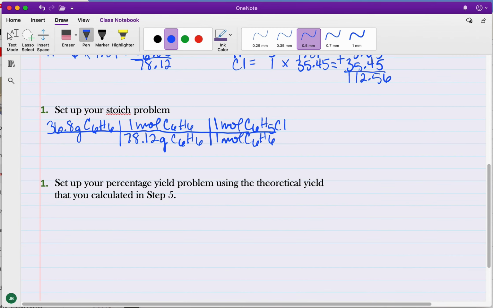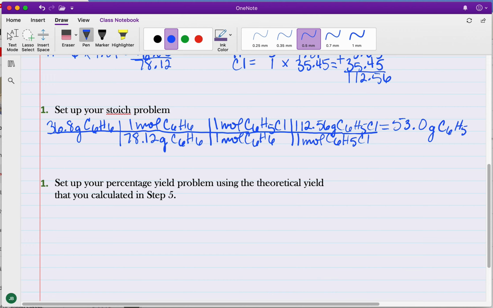Okay, so now that we have gotten to moles of chlorobenzene, now we can do that into grams of chlorobenzene. So we're going to do that with the molar mass, 1 mole C6H5Cl, and we're going to get 112.56 grams. That's our molar mass. All right, so if you put all of that in your calculator, punch and crunch, you're going to come up with 53.0 grams of chlorobenzene.